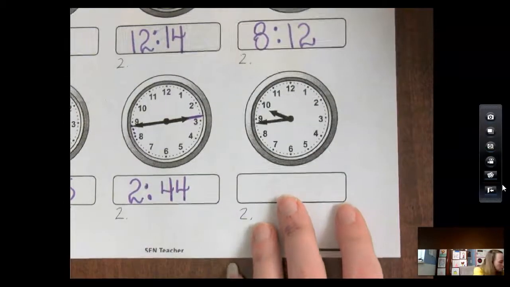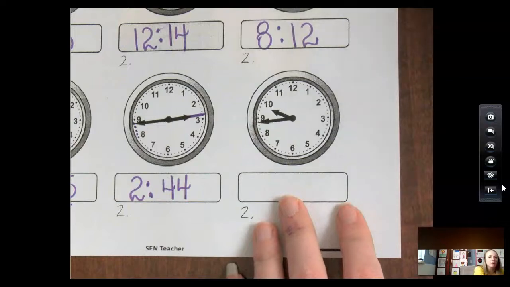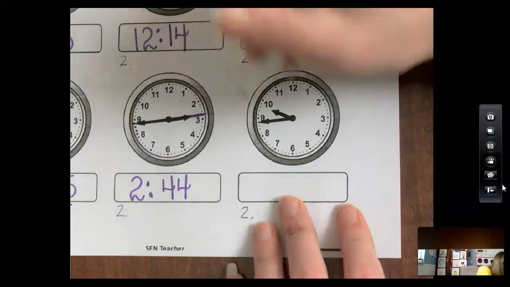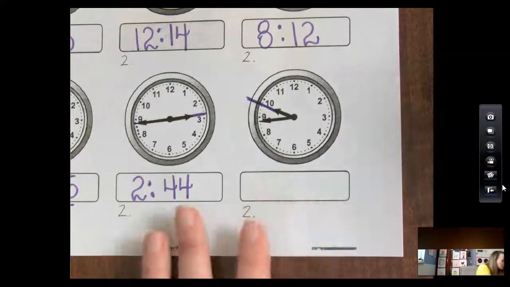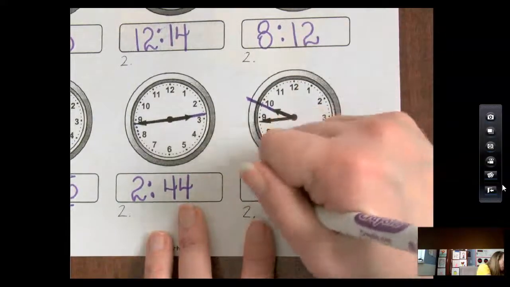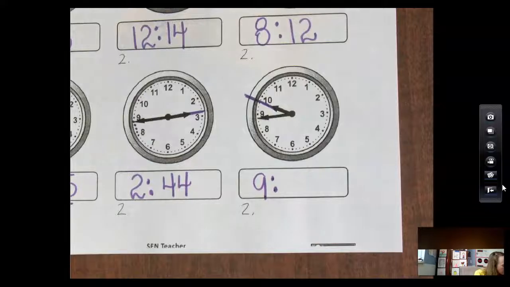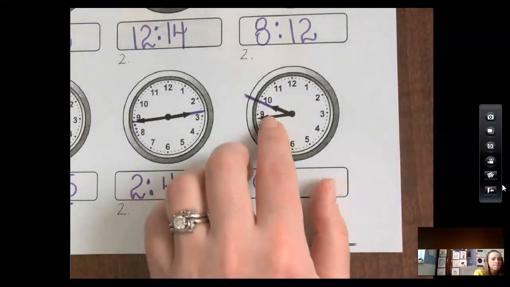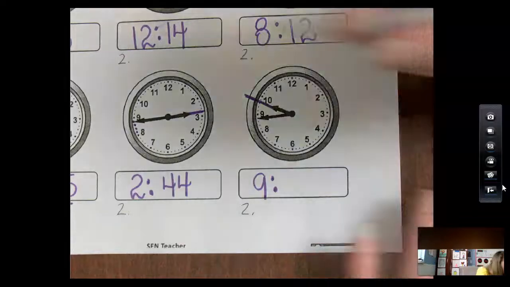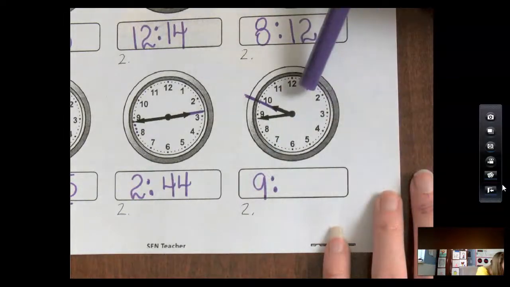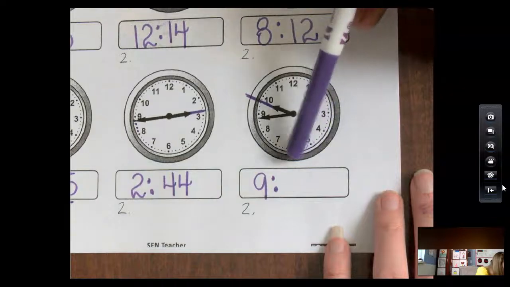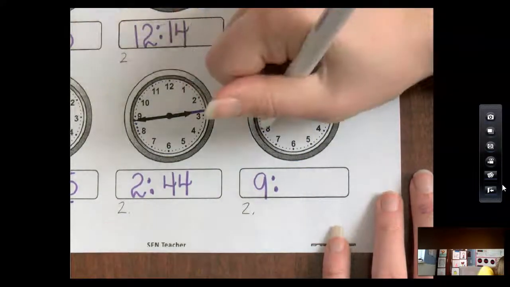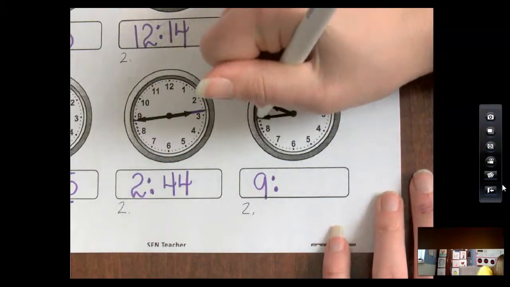All right, kiddos, let's do our last one, and then you're going to do it for a grade, so be very cautious here. Which one is our hour? Our hour is always our short hand. So right here, let's extend that line. Is it on the 10 yet? No, it is not. So it is actually 9 o'clock. We go backwards. And then what's our minutes? Well, is it right on that 9? No, it is not. So we are going to count by 5s and stop at the 8. Here we go. 5, 10, 15, 20, 25, 30, 35, 40, 41, 42, 43, 44.